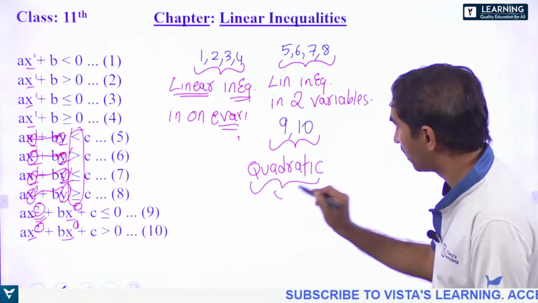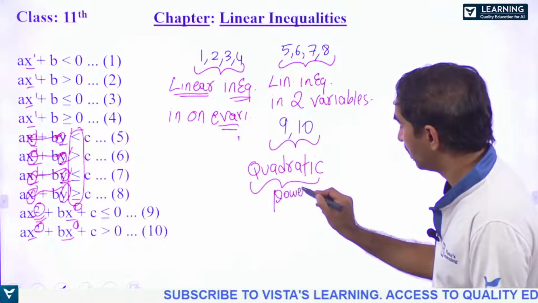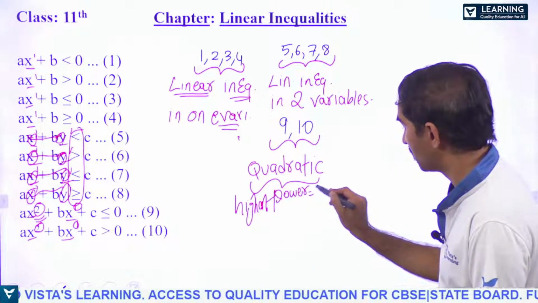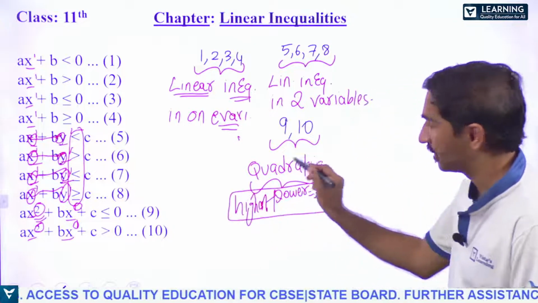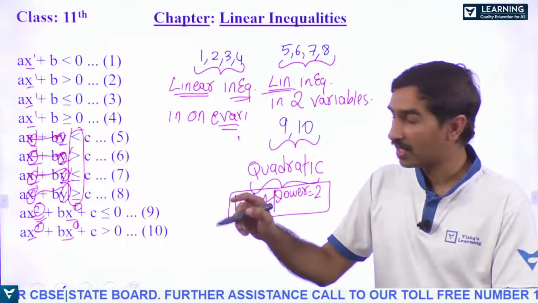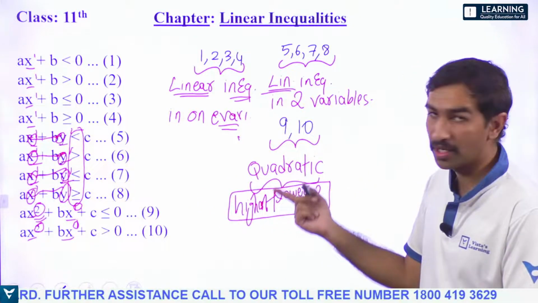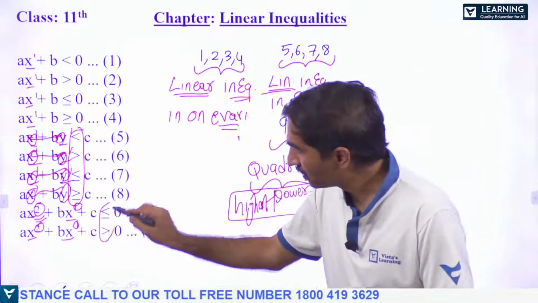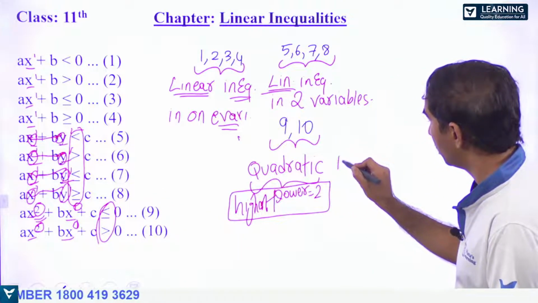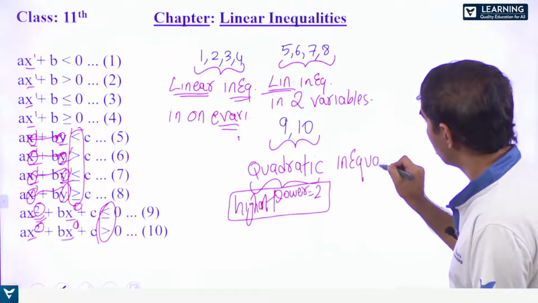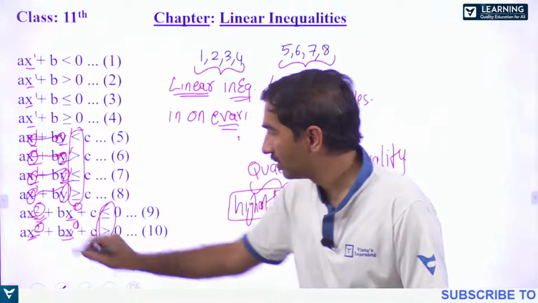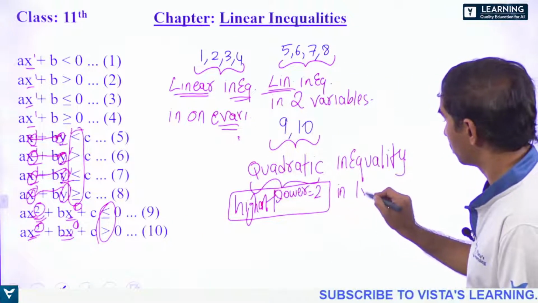Why are we calling this quadratic? Because here the highest power equals 2. That is the reason we are calling it quadratic. Highest power was 1, linear. Highest power is 2, here we'll call it quadratic. No equal to symbols here, means we are using some other symbols apart from equal to. So quadratic inequality, how many variables? Only x is there, right? In one variable.